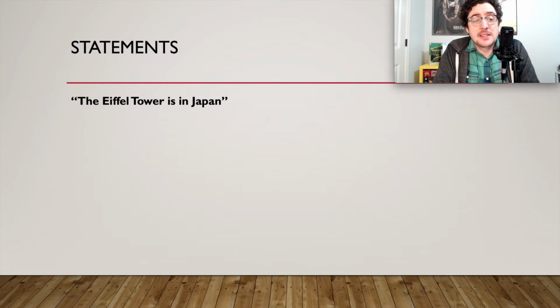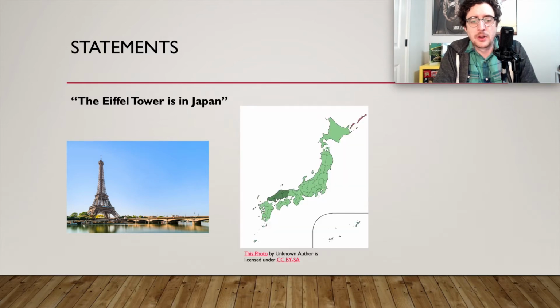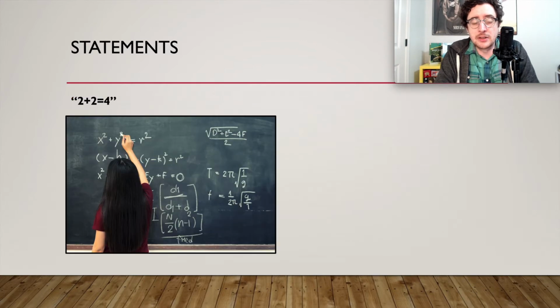Or I might make the statement that the Eiffel Tower is in Japan. So this sentence creates a picture of the world where there's an object, the Eiffel Tower, at a certain location, namely Japan. Now, the picture that this sentence draws of the world is mistaken, and so the sentence is false. Now, some statements are always true, like mathematical statements such as 2 + 2 = 4. They're still statements even though they're never false because they're at least one or the other. They are true in this case.